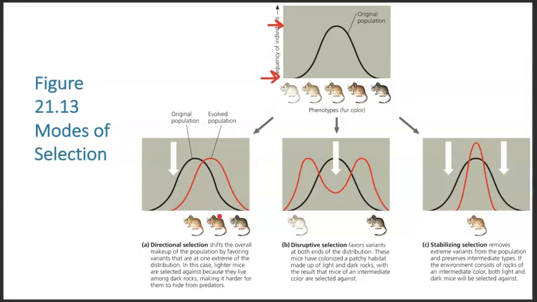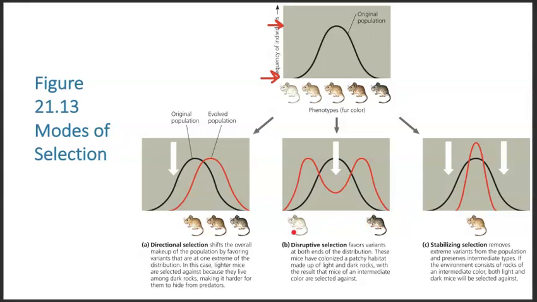And so the darker mice are going to survive better in that environment. That's directional selection. The ones on one extreme, in this case the dark, are surviving to reproduce better than the ones on the other extreme. With disruptive selection, the ones on both extremes are doing better.